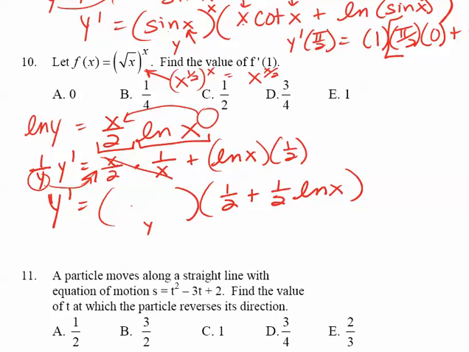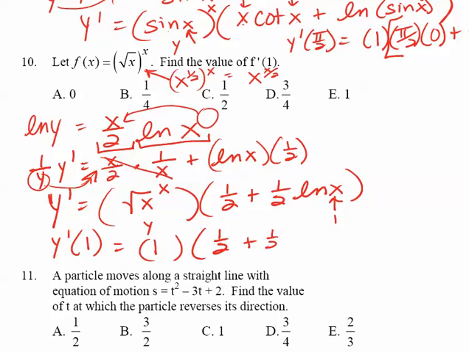So our y term is square root of x to the x power. And now we want to evaluate at 1. So the square root of 1 is 1, to the first power is 1. And putting 1 in here, the natural log of 1 is 0. So 1/2 times 0. So we'll have 1 times 1/2. So I think 1/2, letter C, would be my choice for question 10.